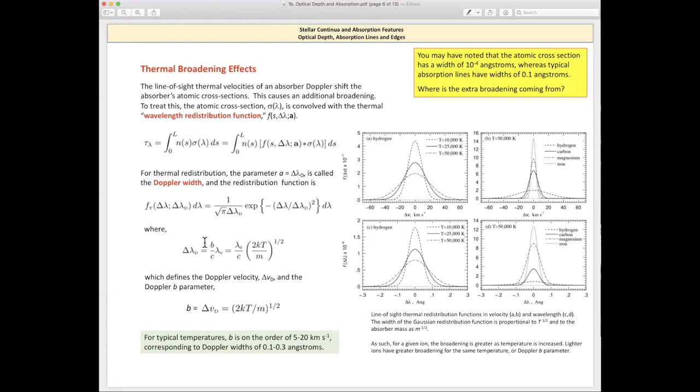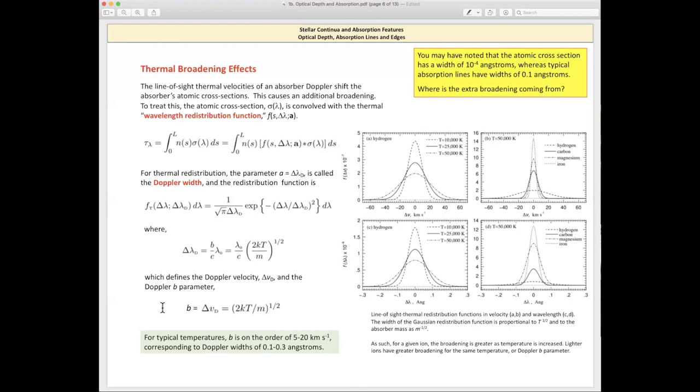Sometimes this quantity, the square root of 2kT over m, is just called b, the Doppler parameter. It defines the Doppler velocity of the redistribution function. B typically has values on the order of 5 to 20 kilometers per second.